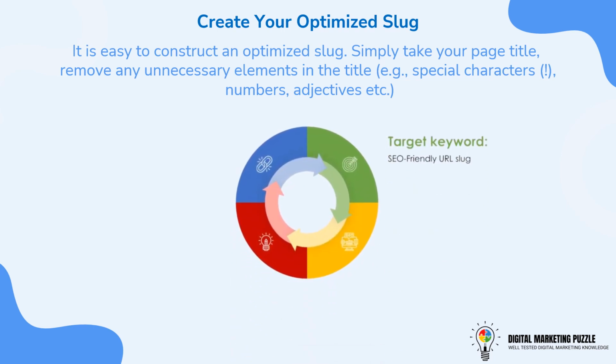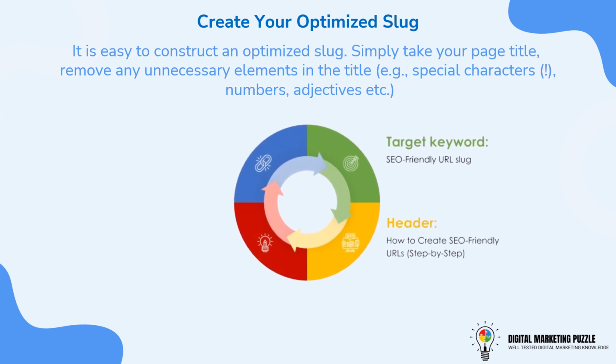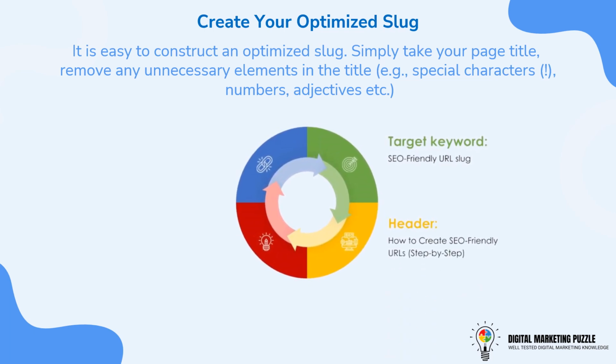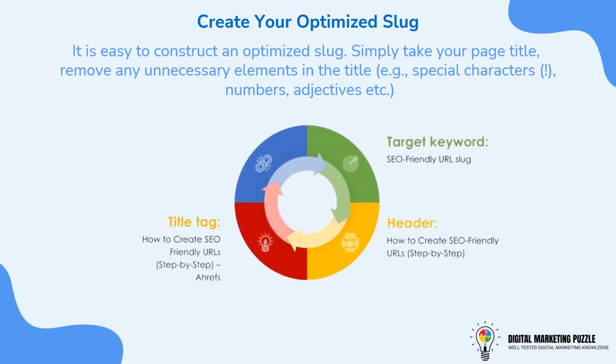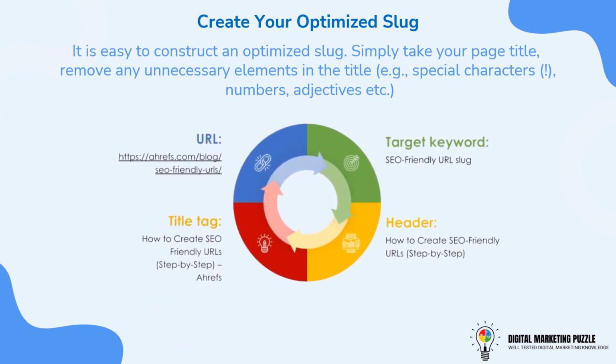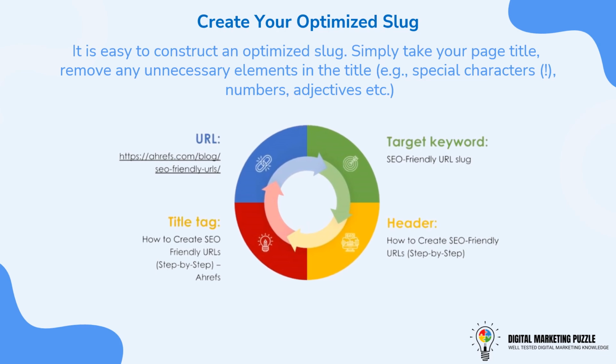Target keyword: SEO-friendly URL slug. Header: How to create SEO-friendly URLs, step by step. Title tag: How to create SEO-friendly URLs, step-by-step, or RFS. URL: https://rfs.com/blog/SEO-friendly-URLs.